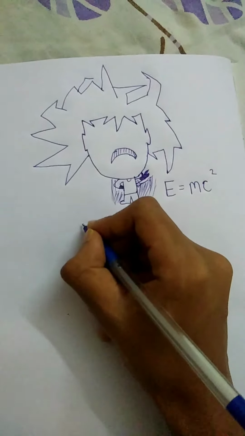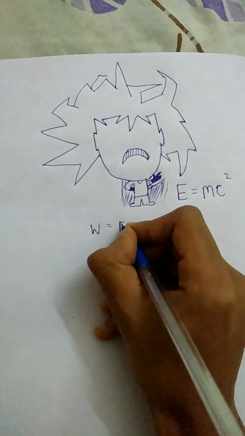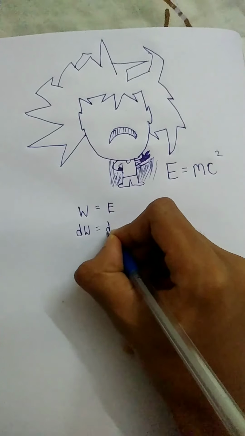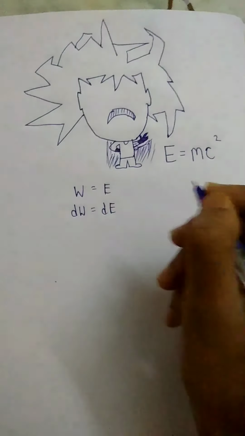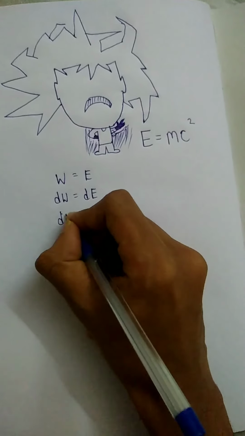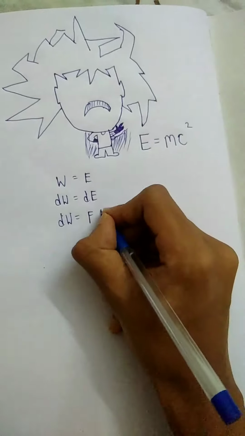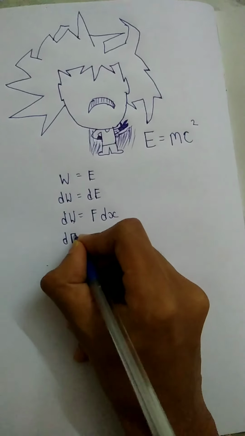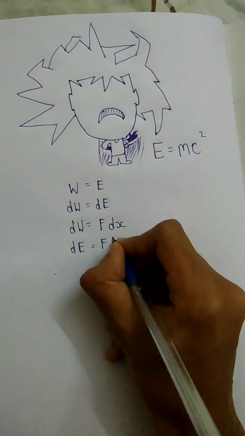So as we all know, work done is equal to energy. So differentiation of work equals differentiation of energy, and work done is nothing but force into distance. So dW equals force into distance. So instead of dW we can substitute dE equal to force into distance.